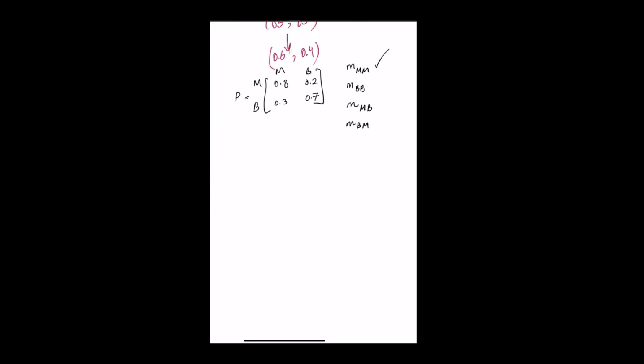So the average amount of steps if you start from M and get back to M. Yeah. So if you're eating at restaurant M right now, on average, how many weeks would it take for you to come back and eat at restaurant M again? If you're eating at restaurant B right now, on average, how many weeks will it take for you to come back and eat at restaurant B again? So let me ask someone else.